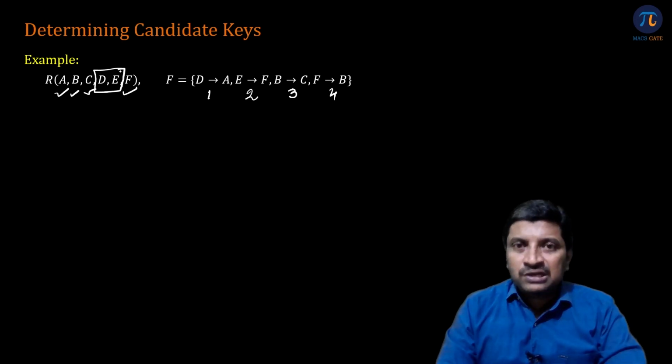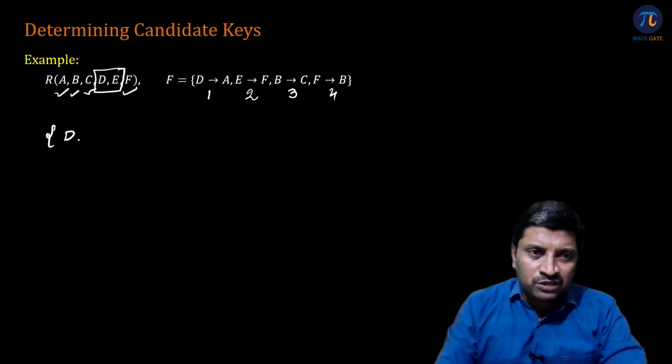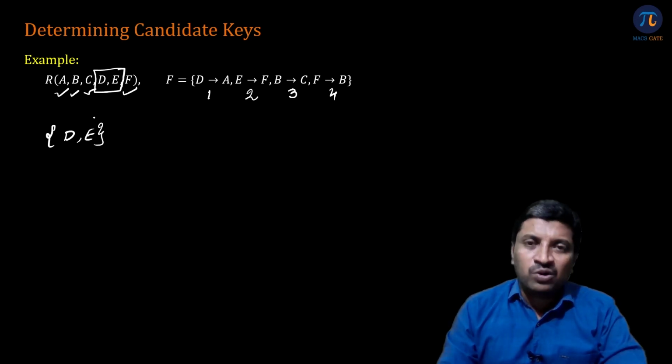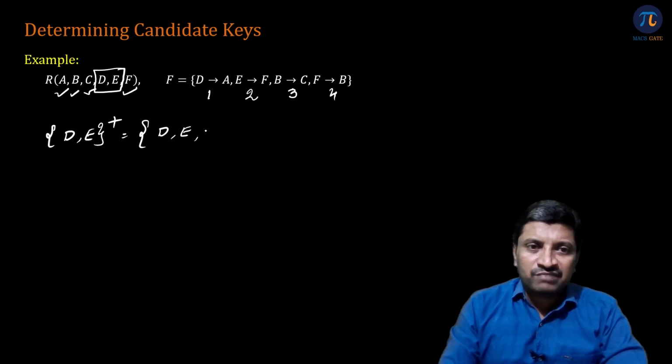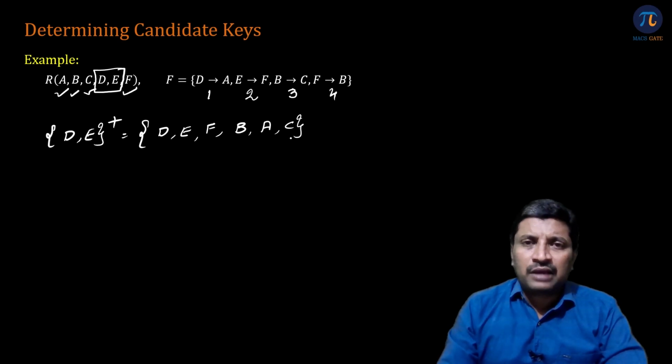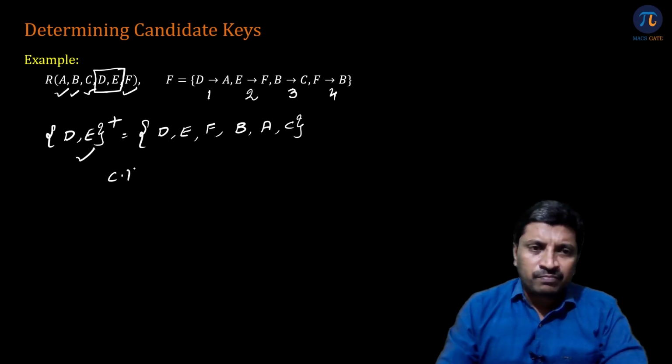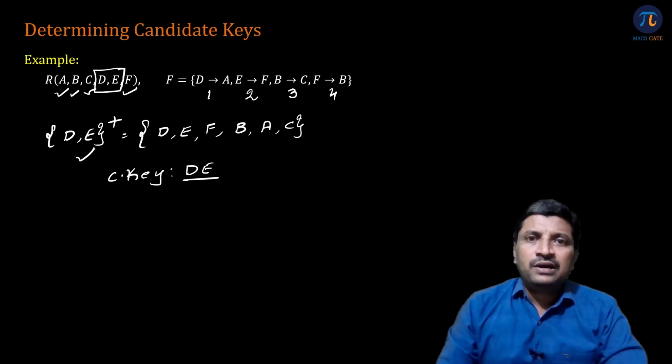So what do we do first? We verify whether the set with only these 2 attributes is a candidate key or not. If this is a candidate key, this is the only possible candidate key for our relation. So let us verify it. With D, we can find D. With E, we can find E. Then by using 2, we can find F. Then by using 4, we can get B. By using 1, we can get A. By using 3, we can get C. So we got all the attributes. So this is a candidate key.